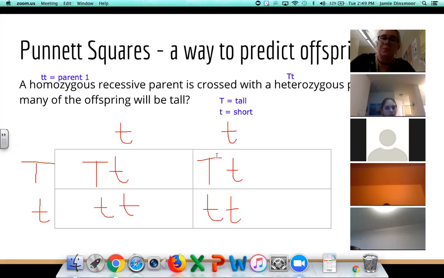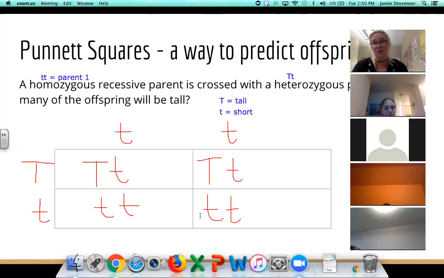Now, tall is the phenotype, right, or what you physically see. If I asked, for example, how many of the offspring will be homozygous recessive, just like parent 1, the answer would still be 50%, because there's just 50% of each. But 50% of the offspring will be homozygous recessive. They'll have 2 recessive traits.